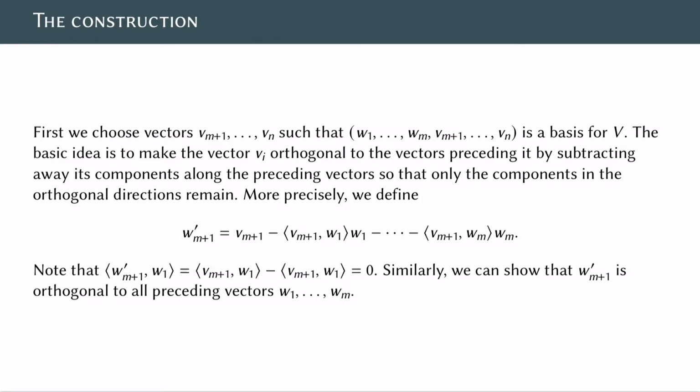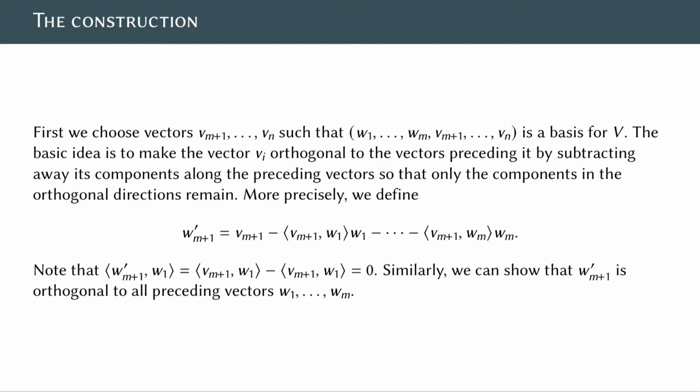So let's begin. More precisely, we define Wm plus 1 prime to be Vm plus 1 minus inner product of Vm plus 1, W1 times W1, and so on. Why are we subtracting inner product of Vm plus 1, W1 times W1? Because this, if you recall, is the component of Vm plus 1 along W1, and this formula is correct because W1 is a unit vector. In general, you will have a term like this divided by norm W1 squared, but that term is not there because W1 is a unit vector. So we subtract away all the components of Vm plus 1 along W1 to Wm.